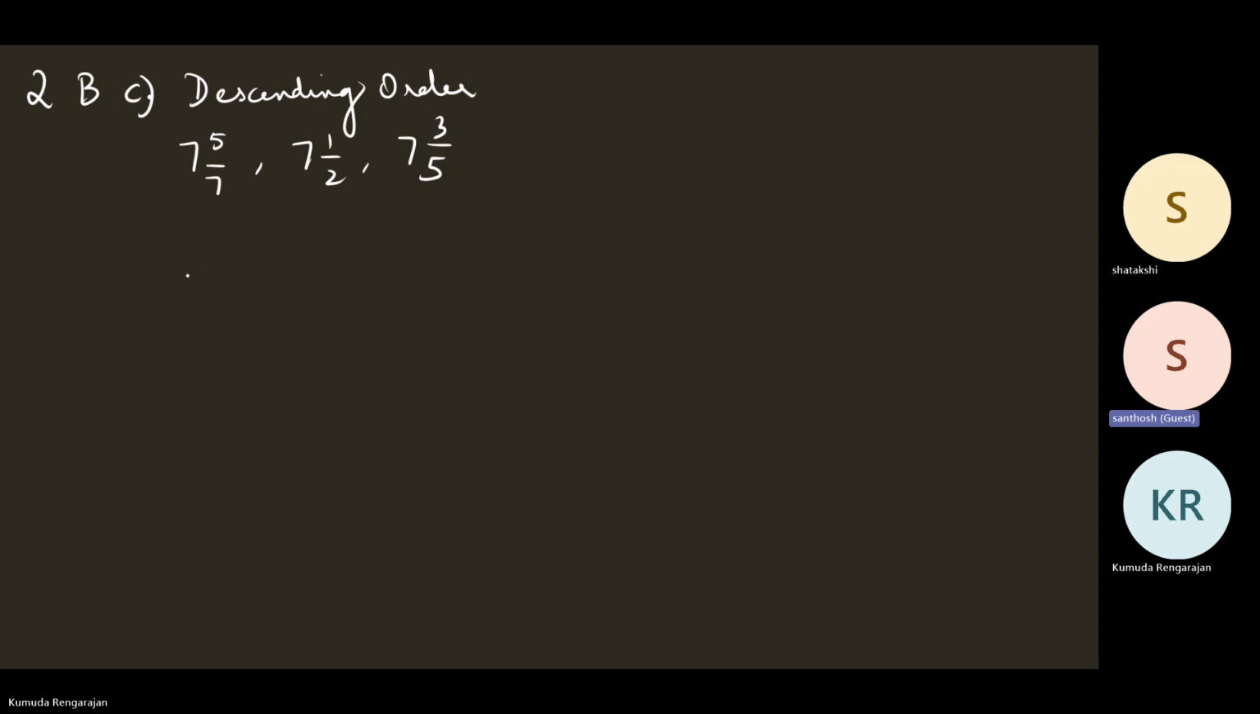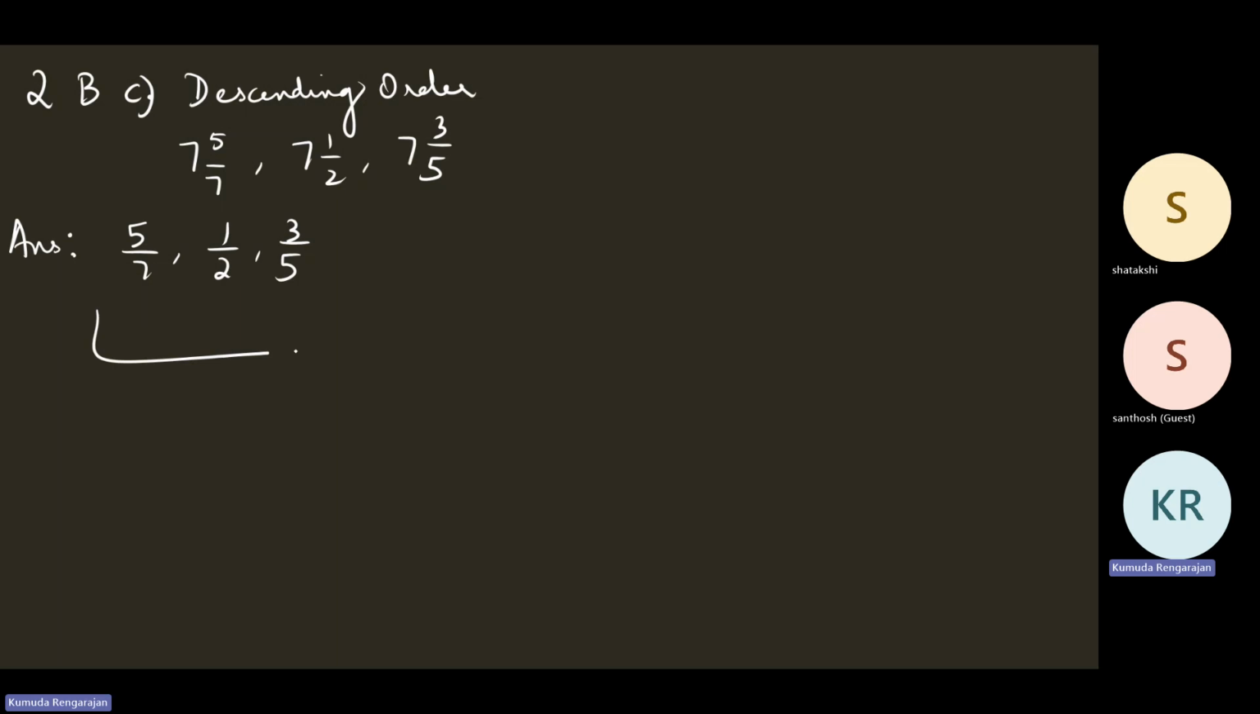So children, what we see here is the whole number part is 7 everywhere. So we'll compare only 5 by 7, 1 by 2 and 3 by 5 because the whole number part is 7 everywhere. Whichever is greater, the corresponding fraction is the greater one.